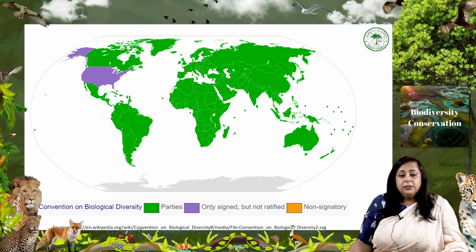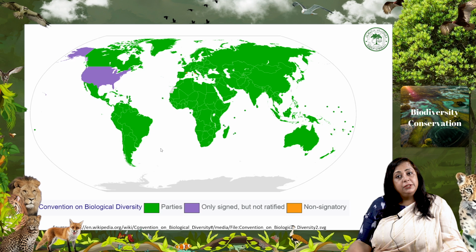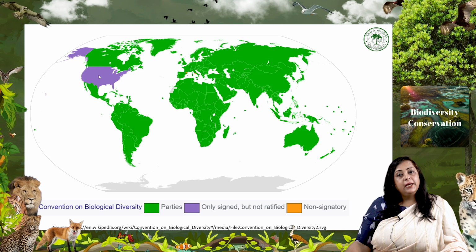So, this is the map, a figure taken from the internet on the CBD site. These are the parties who signed the convention, and the United States and that part of the world only signed, they did not ratify, and non-signatories are not many. The whole world needed this convention badly, and that is why they signed and ratified, while this part of the world did not. It means the United States did not ratify.